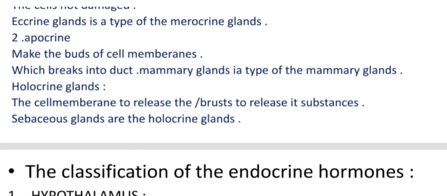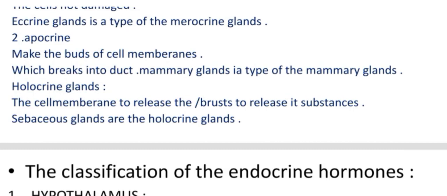Okay, and next, apocrine glands. If I give the example, you will remember it well. Mammary glands. Remember, from mammary glands we get milk, right? Mammary glands are examples of apocrine glands because these cells make their cell membranes into buds, which break into ducts and supply the milk by losing part of the cell membrane. Remember, by losing the cell membrane, the cell releases its substances.